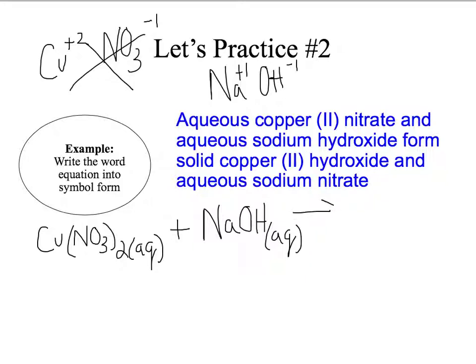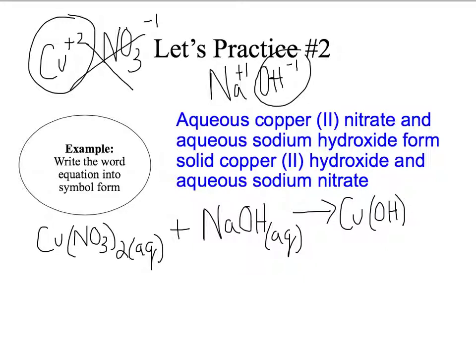Form is the arrow. Okay, they produce or form or make. And this is solid copper(II) hydroxide. So now we're still going to take this copper plus 2 and this OH minus 1. Their charges don't change. So that becomes Cu(OH)2. And it's solid, so I put (s).